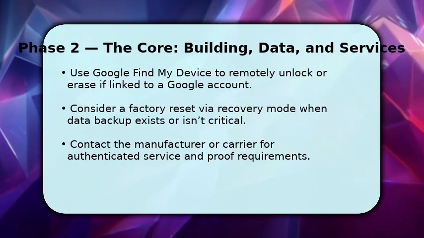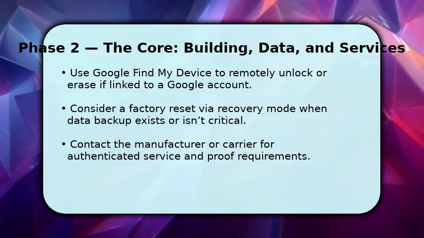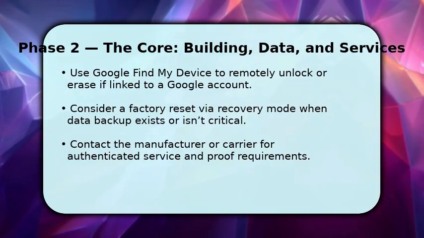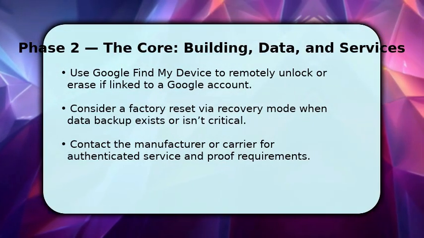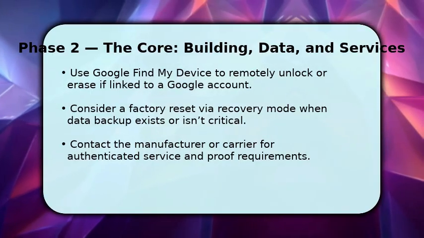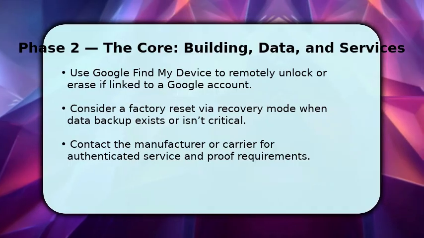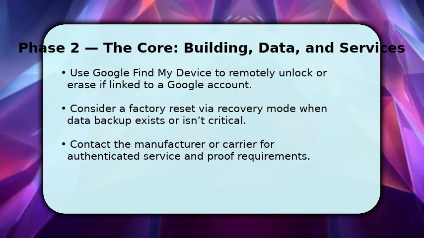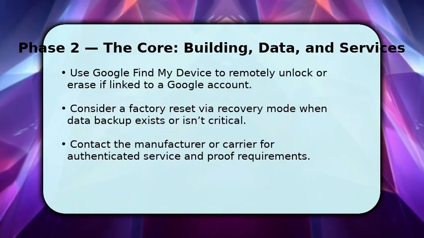This preserves legal control. If you accept data loss, a factory reset from recovery mode restores access. Make sure you've exhausted backups. If neither fits, contact the manufacturer or your carrier. They can verify ownership and perform authenticated unlocking. These paths protect owners and respect legal boundaries.